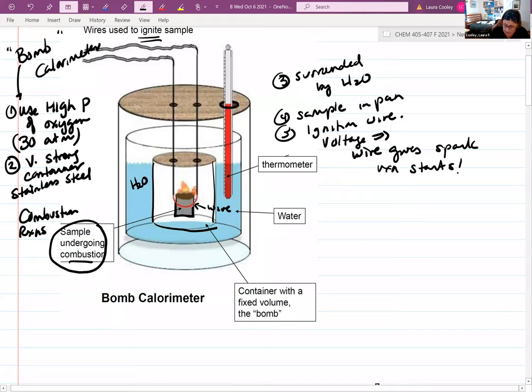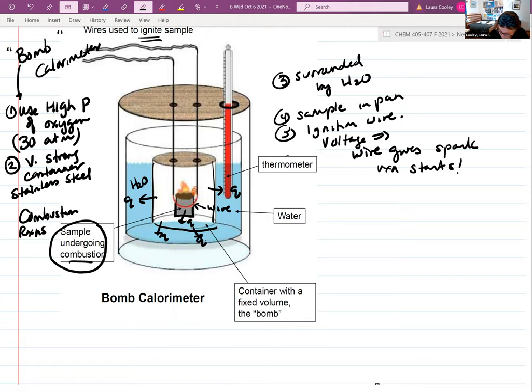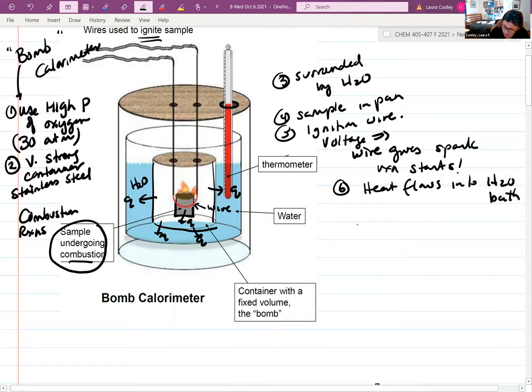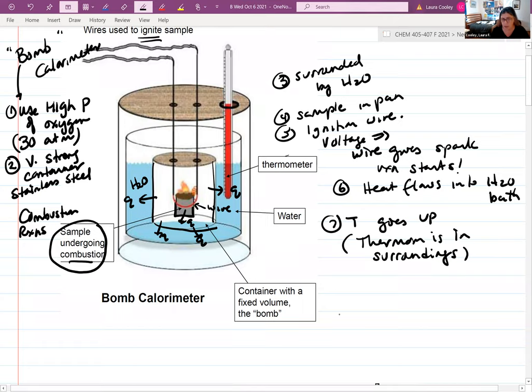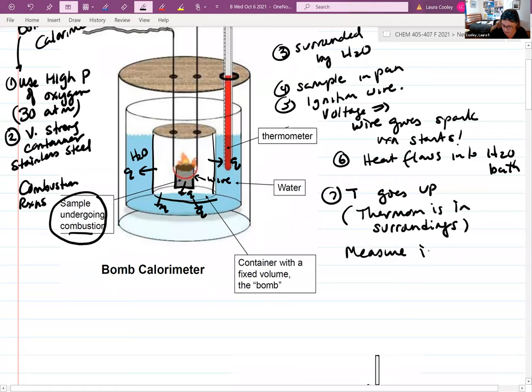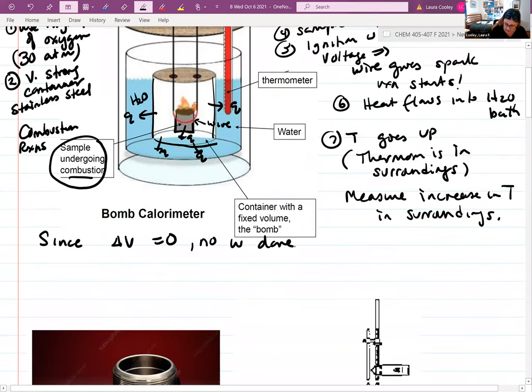Okay. And then now you have all this heat coming out of here, all this Q. That heat immediately will go into the water. There's a lot of water there. It's a good heat sink, right? It's got lots of hydrogen bonds that you could disturb. The heat keeps flowing into the water. And then the temperature goes up, and the thermometer is in the surroundings. It's kind of important for something later. Notice that. So you're measuring an increase in temperature in the surroundings. Okay, so since delta V is zero, no work is done. Let me go down here.